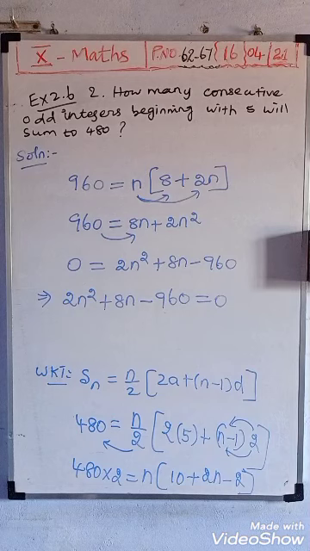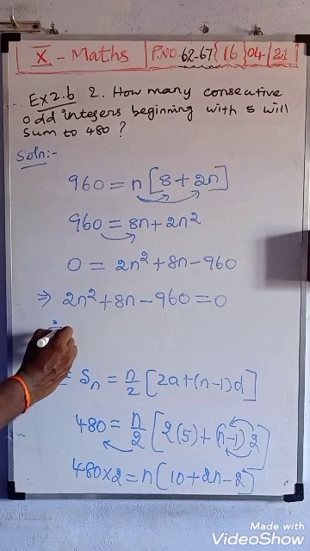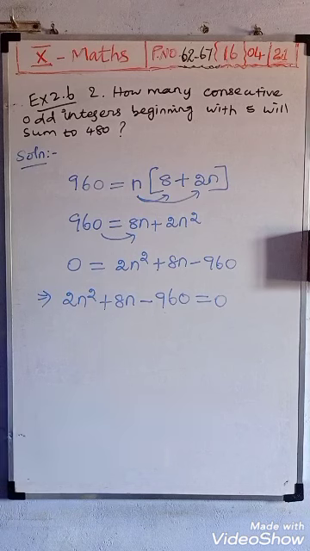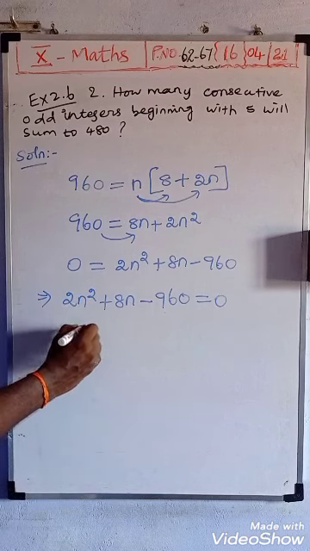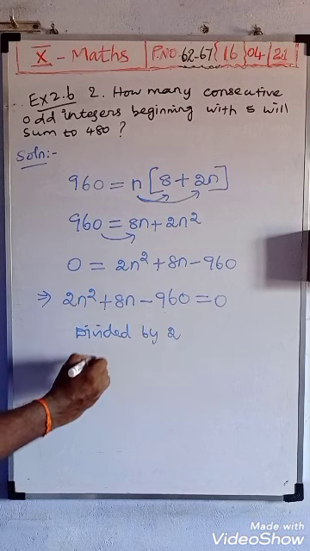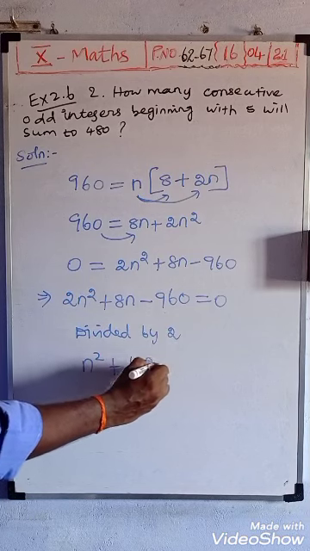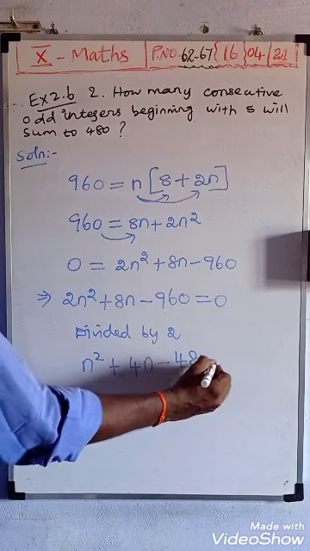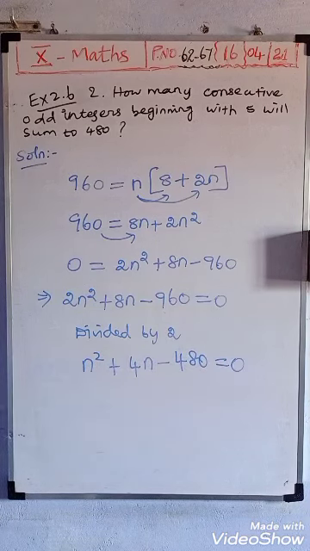Okay, so it is a quadratic equation. Then 2 is common in all terms, so you should divide it by 2. N square plus 4n, since 8 divided by 2 is 4, minus 480, is equal to 0. Now it is a quadratic equation solved by the factorization method.